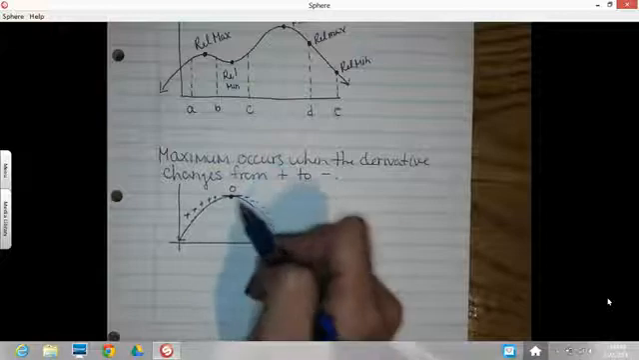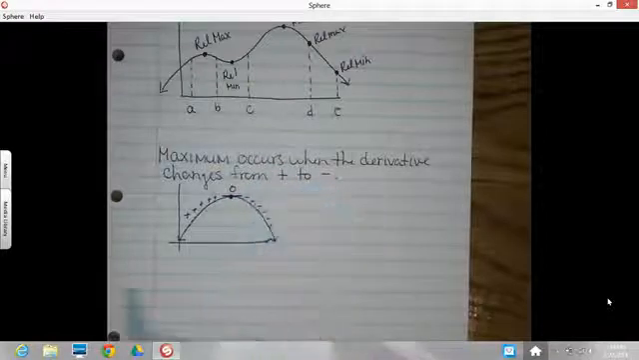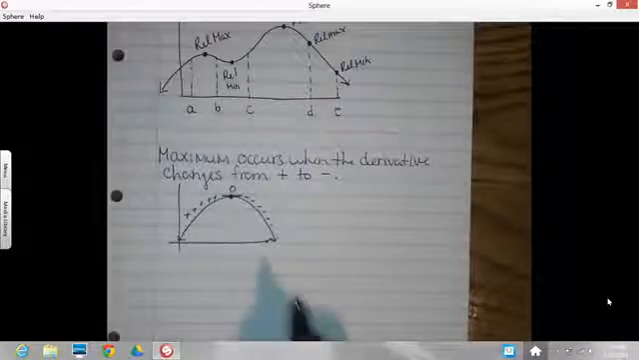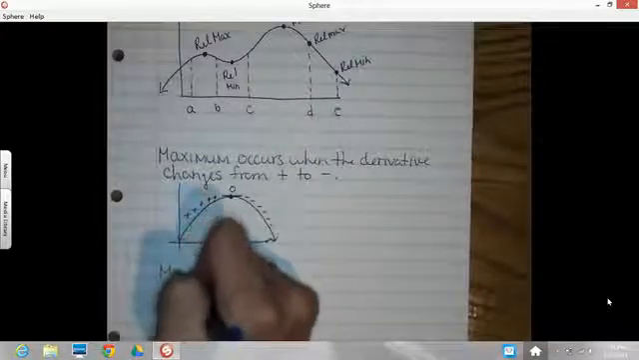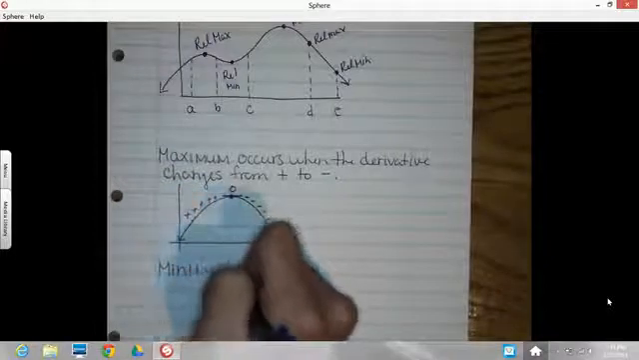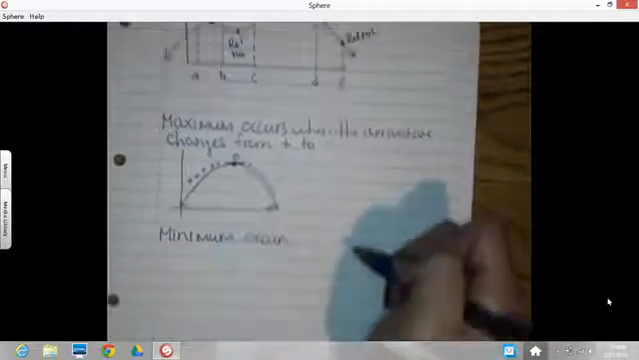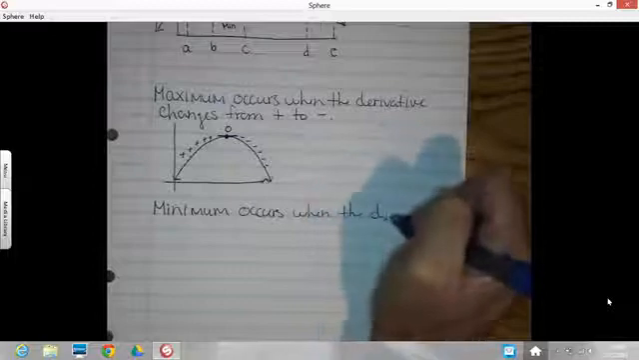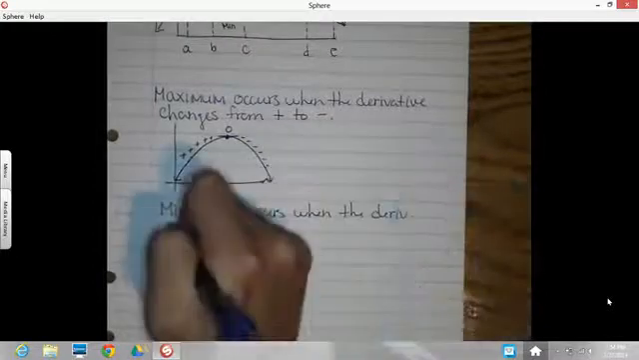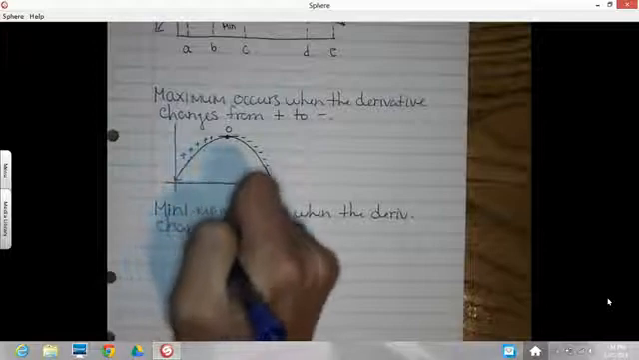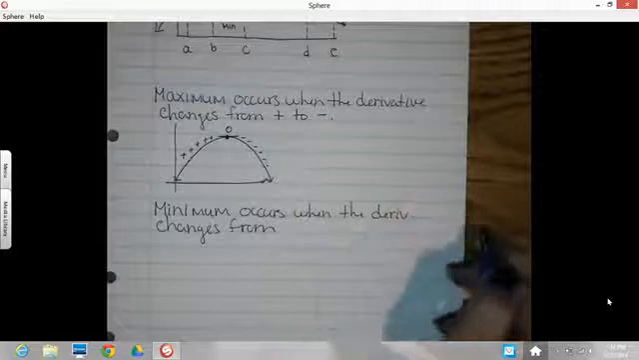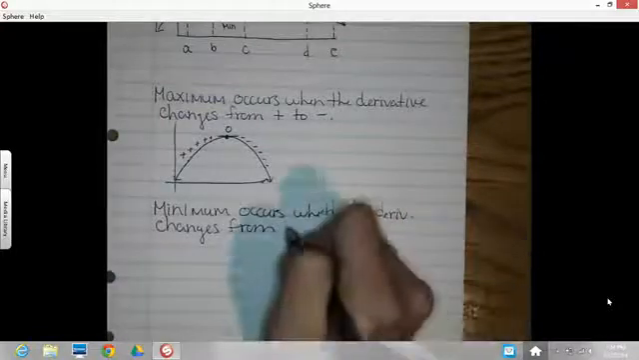So what does that mean? When is a minimum going to occur? A minimum occurs when the derivative changes from, and think about it, what's it going to take to have a minimum? The derivative is going to change from negative to positive at the critical point.